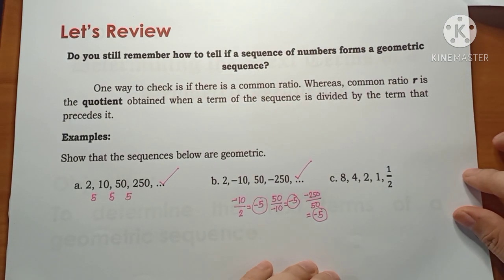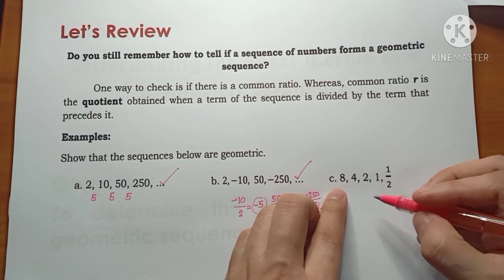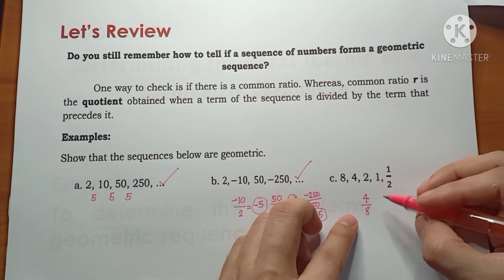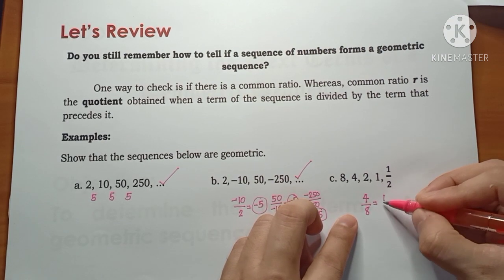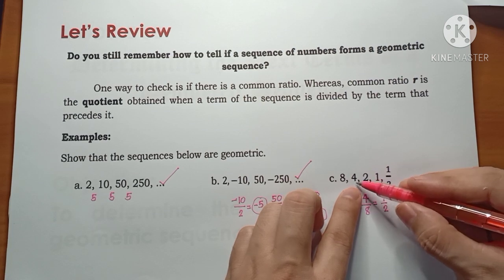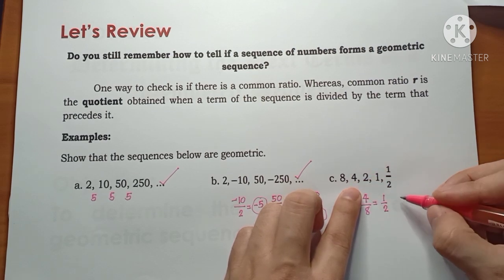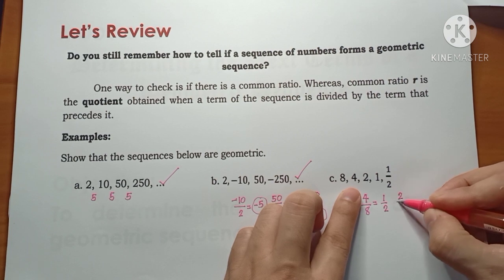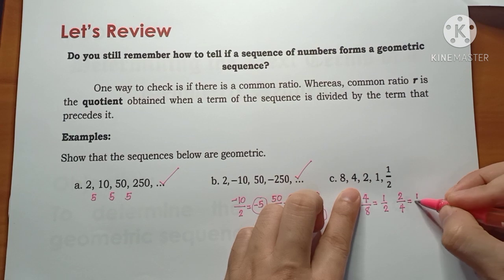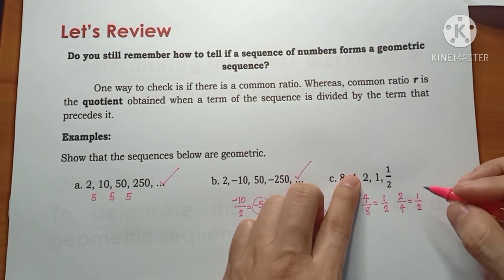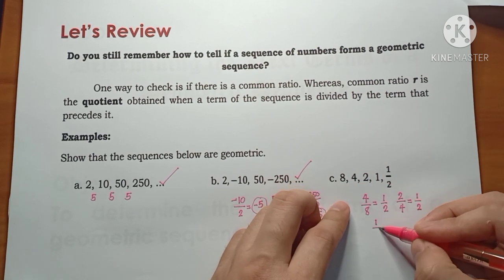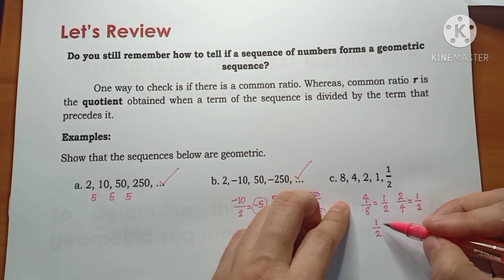How about letter C? 4 divided by 8. So, i-lowest term lang natin yan. So, that is 1/2. And then, ito naman, the third divided by the second. 2 divided by 4. Lowest term lang natin yan. That is also 1/2. And then, this one, the fourth divided by the third. So, 1 divided by 2. So, of course, that is 1/2.